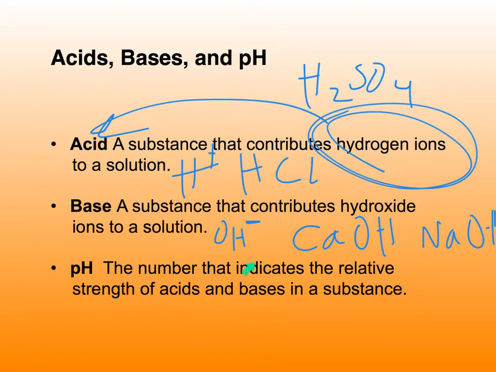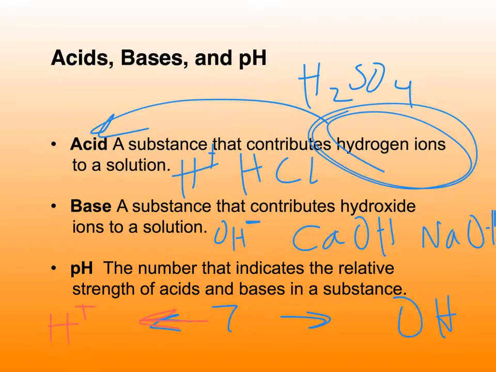Okay, pH: the number indicates the relative strength of acids in a substance. What you need to know about pH is that it goes on a scale where 7 is neutral. The higher up you go, the more basic it gets, so you start getting basic this way. And then the lower you go, you start getting more acidic. So just remember, I don't want you to be one of those people who misses this.